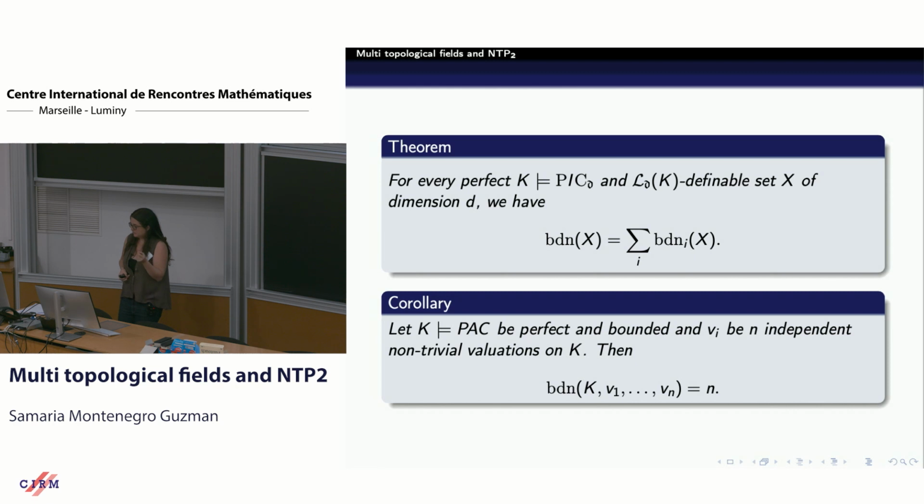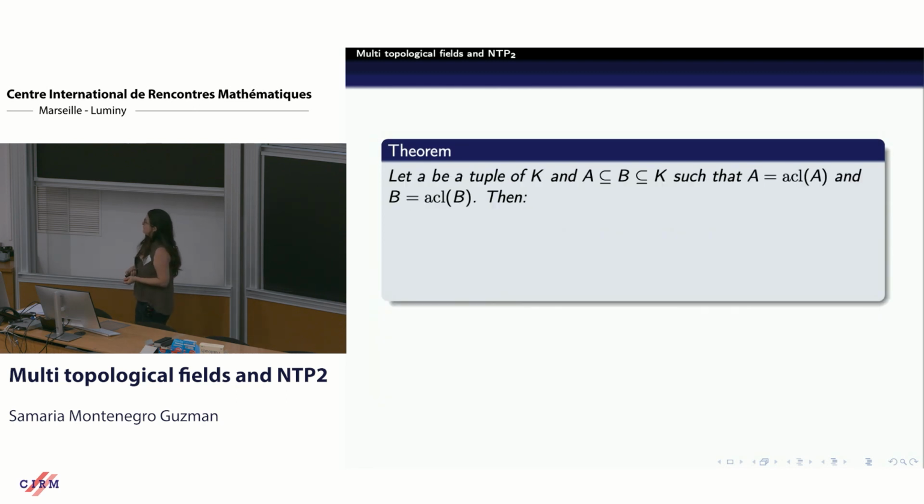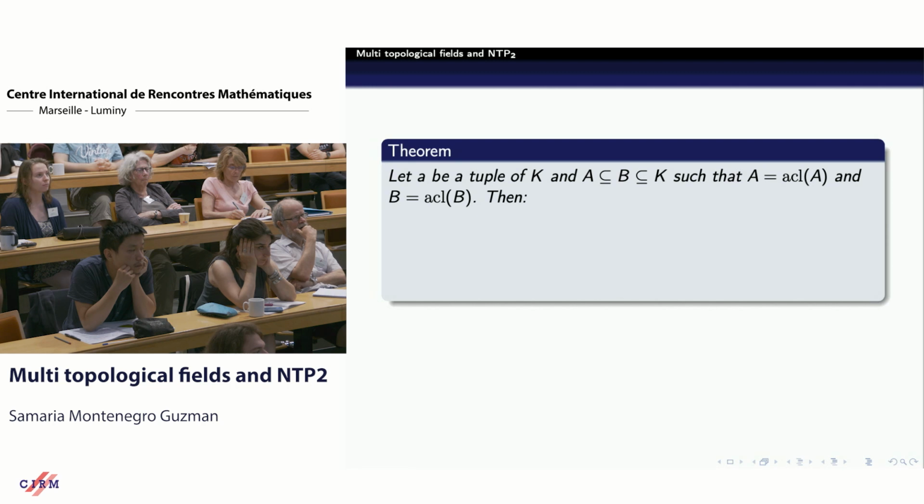So the theorem before implies, in particular, that if you have a PIC perfect and bounded field with n independent non-trivial valuations, then the burden of K with the valuations will be n. Okay? So now we kind of understand, in the sense of the universal shadow, if you want, where the PAC and valued fields are. Also, we can think about, for example, what relation there is between forking or dividing in each Ti with forking or dividing in T.